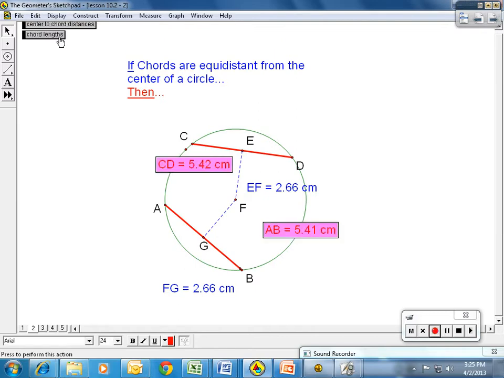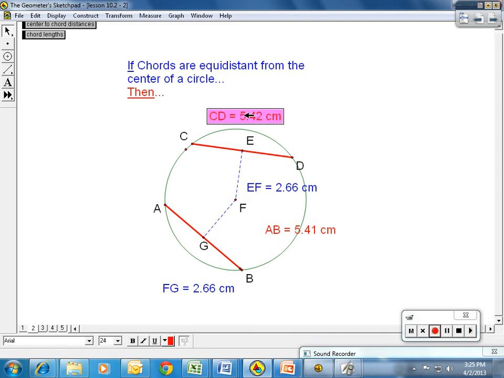Let's check that. Chord lengths. 5.42 is CD. 5.41 is trying to make a liar out of me. Well, that's a rounding error. The reason why we see the discrepancy is a rounding error. Let's try this again.